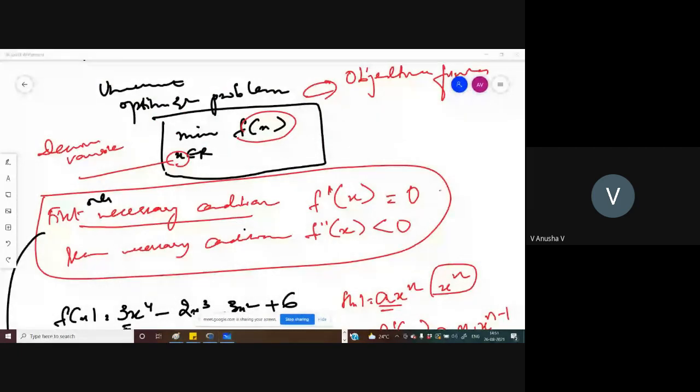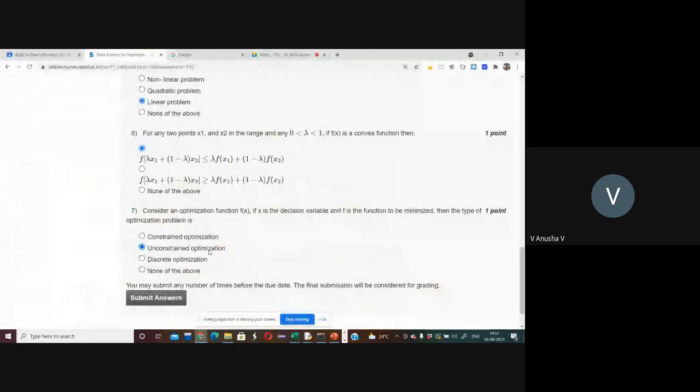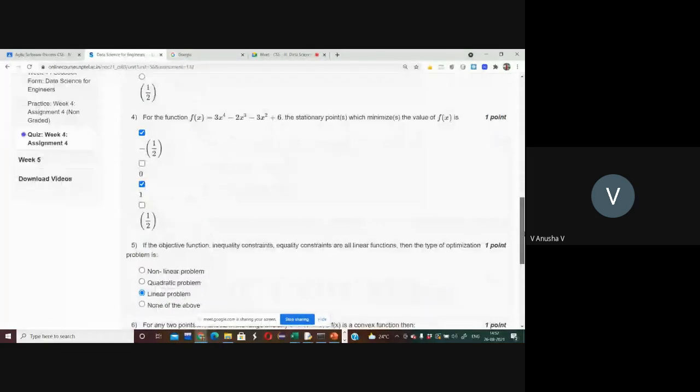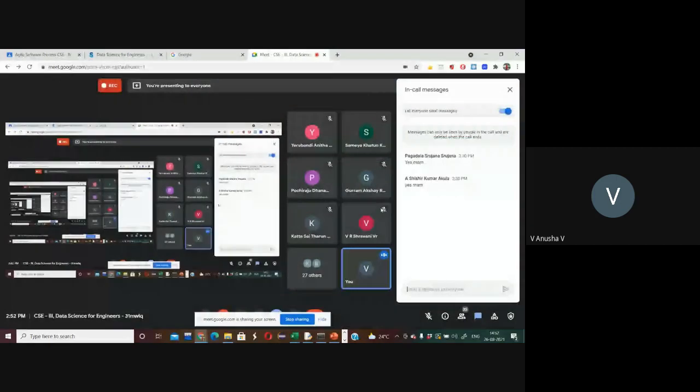Now what do you call that? The optimization problem will be considered as unconstrained optimization. There is no constraint defined, right? That's why it is called unconstrained optimization. So these are your assignment answers. That is how you can solve the problems in week 4. Any doubts still here? Is it clear?